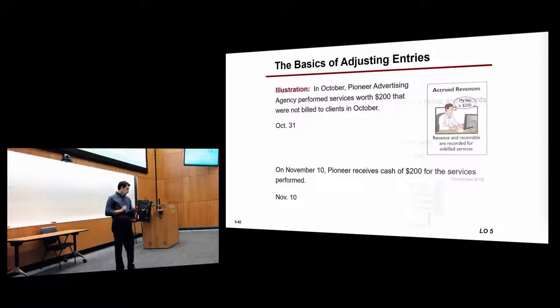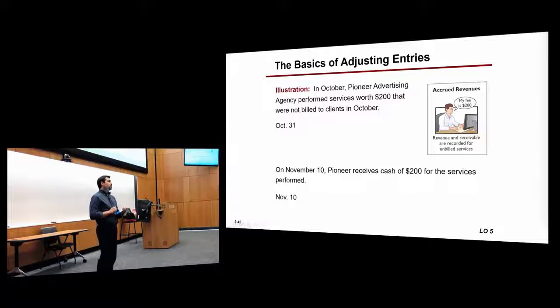Pioneer Advertising Agency performed services worth $200 that were not billed to clients in October. This is part of a bigger deal where the client will pay everything in December, for example. However, the company earned $200 in October. So what do they do? They earned it. When you hear the word earn, this is revenue. So we know that revenues have increased by 200.